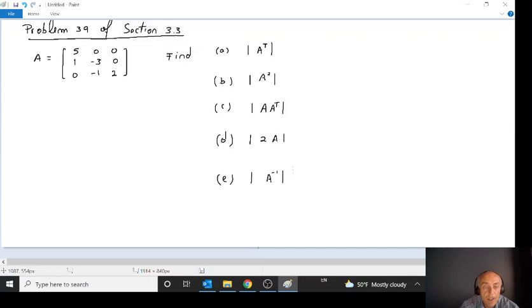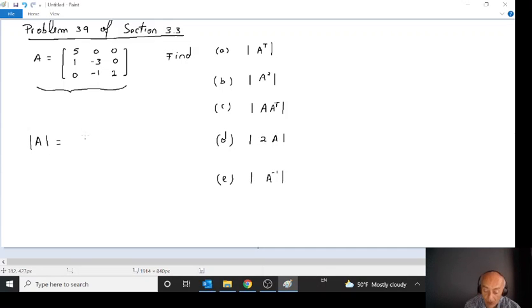Hello folks, in this section we are going to solve problem 39 of section 3.3. The matrix A is written on the board here and we need to find the determinant of A transpose, the determinant of A squared, the determinant of A times A transpose, the determinant of 2A and the determinant of A inverse. One thing that we need to calculate before we do anything here is the determinant of A, and that is going to be calculated here on the left side.